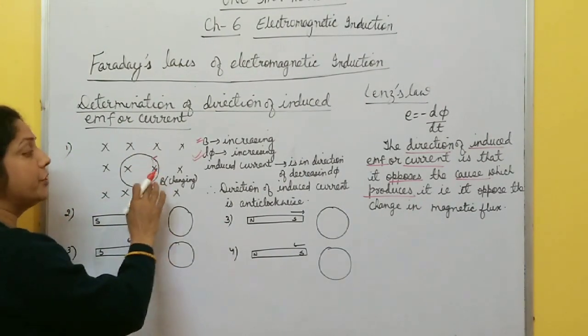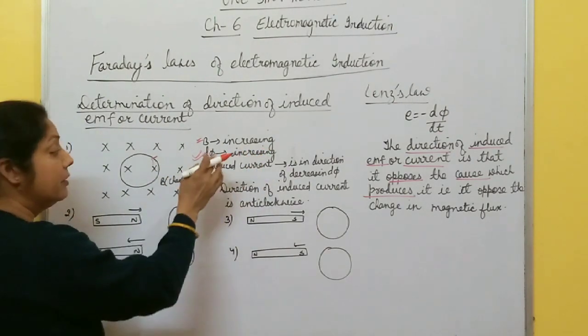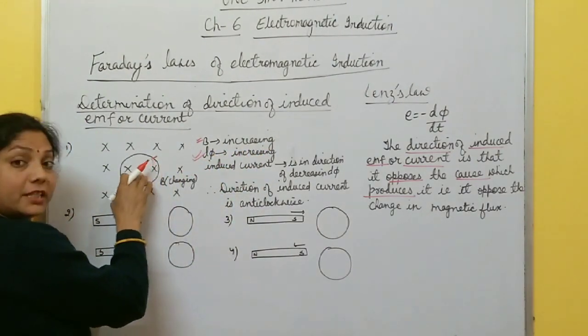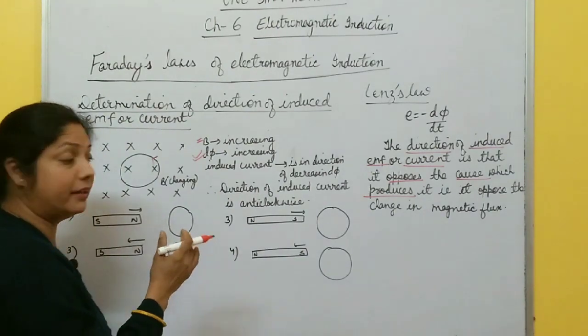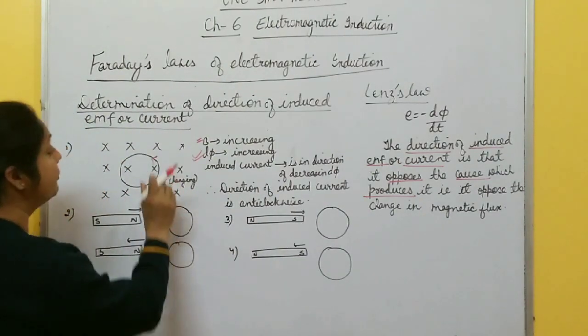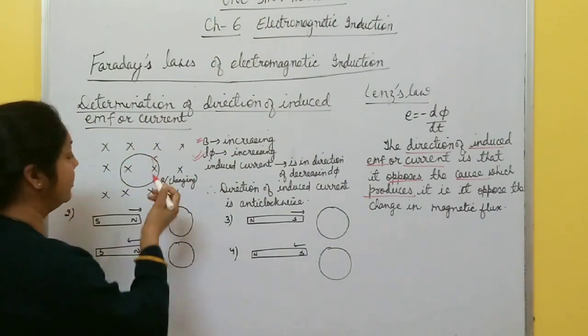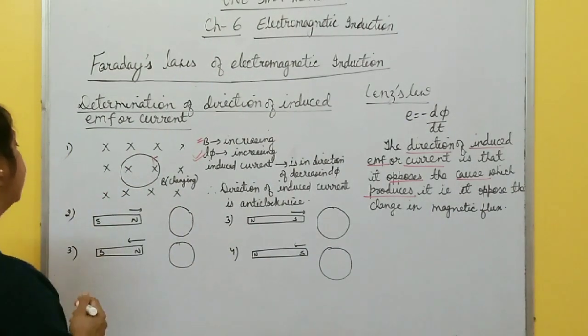But because it is produced due to an increase in magnetic flux, the direction is such that it tries to decrease the change in magnetic flux, and that is possible only if the magnetic field is outward. So the direction is anti-clockwise, right?